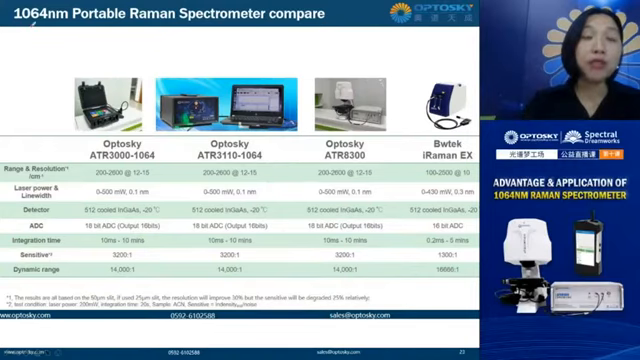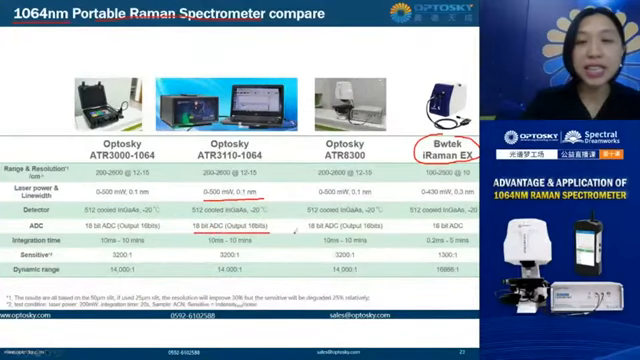And also, after introducing the 1064, we also make a comparison of portable Raman spectrometers with BWTech iRaman X. We have found that Optosky has the advantage of laser power, and also the ADC is better than that, and also sensitivity is better, and dynamic range is good. Integration time can go up to 10 minutes.